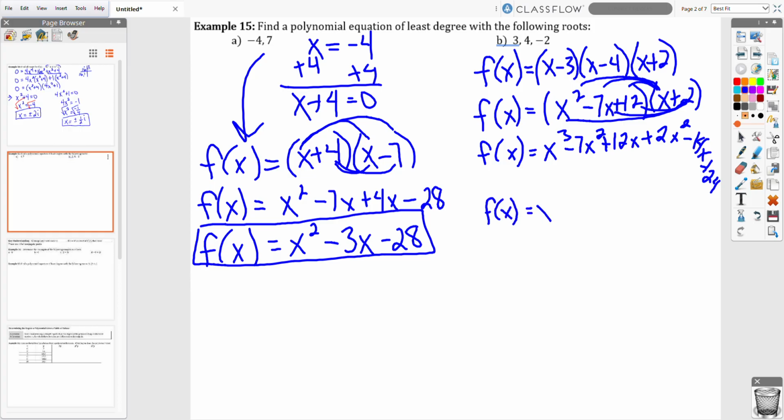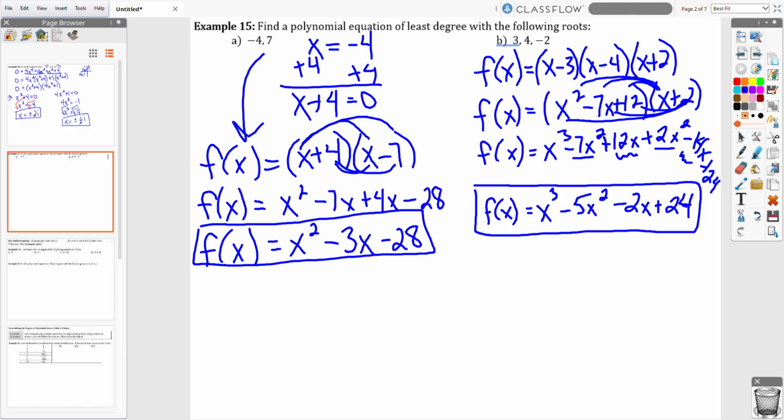So we have an x cubed. It looks like there's a minus 7x squared and a plus 2x squared, so that's minus 5x squared. Then we have a 12x minus 14x, so that would be negative 2x, and then a plus 24 at the end. So that would be the solution.